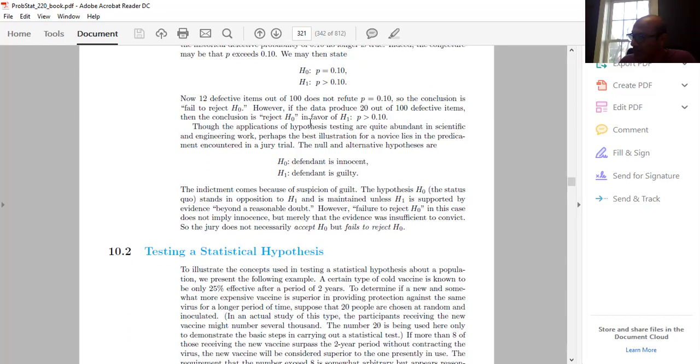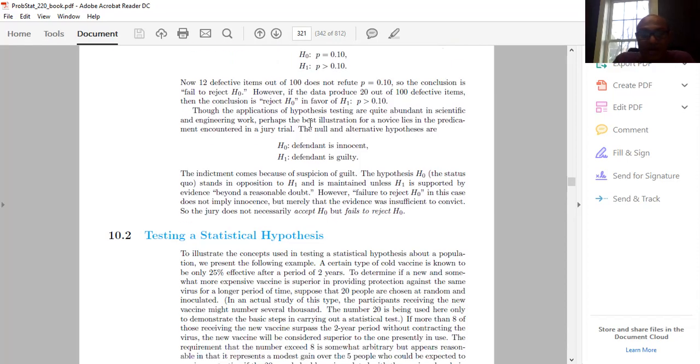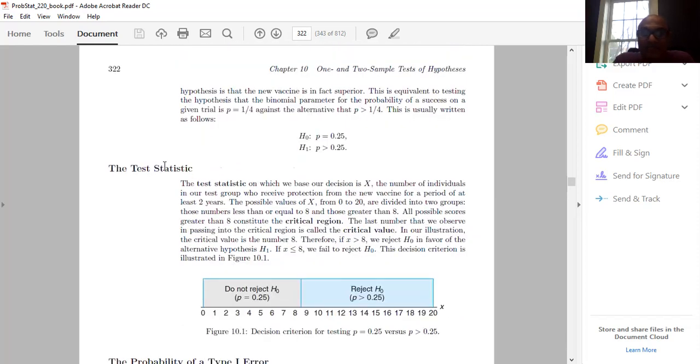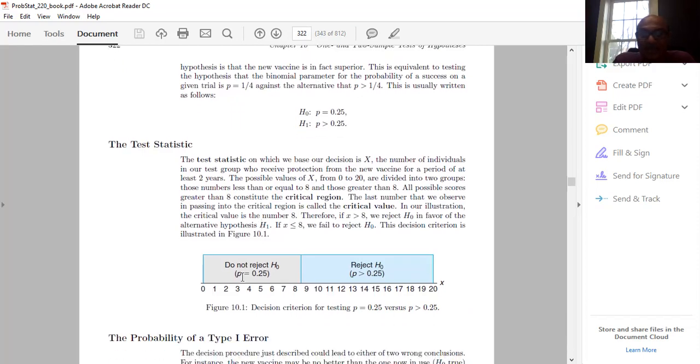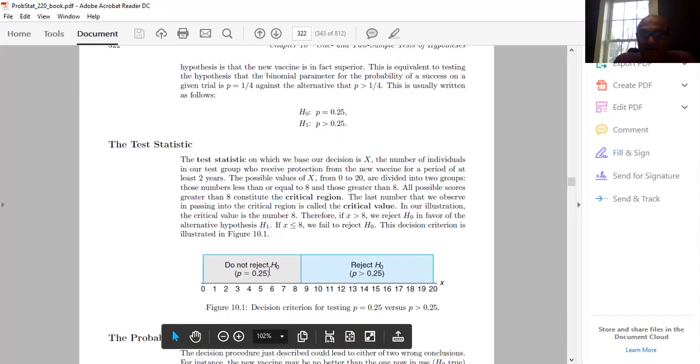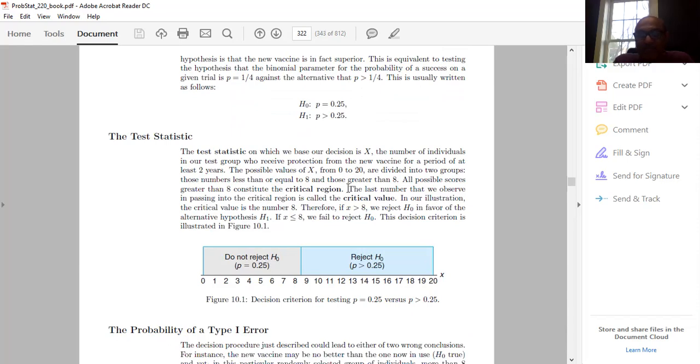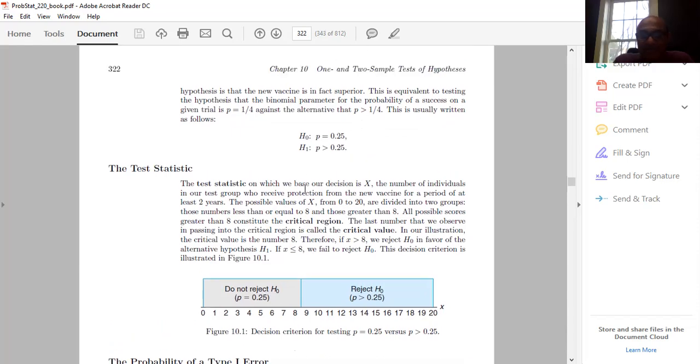Anyway, then testing a statistical hypothesis. As I told you, here we are going to rely on a kind of probability. You can see over here the test statistic. If your probability is 0.25, so P equal to 0.25 and H1 equal to P greater than 0.25, right? That is one of the examples given over here. I think you can read this one, not a big deal, very simple.